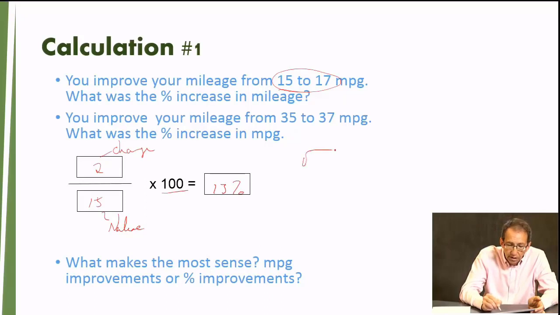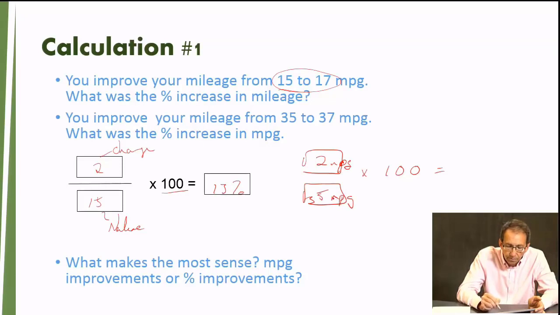So if we do the same thing, if we take the 35 miles per gallon to 37 miles per gallon, I'm going to say that this is equal to 2, once again at the top, miles per gallon, and 35 at the bottom, miles per gallon, times 100, and you end up with about 5.7% is your percent change increase in MPG.